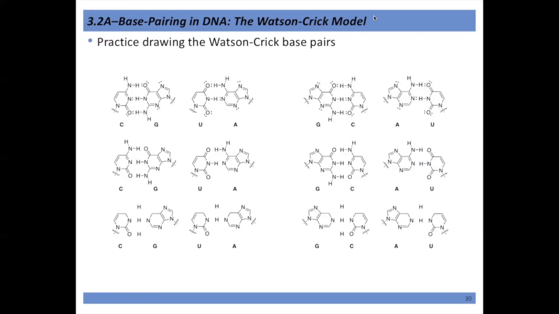And so what I've done is drawn out all the lone pairs and hydrogens here. Here I've just taken away the lone pairs. And here I've actually taken away the groups. I've shown you that there are 3 hydrogens in here, but who owns them, that's up to you to decide. And then for the UA base pair, figure out who owns what.